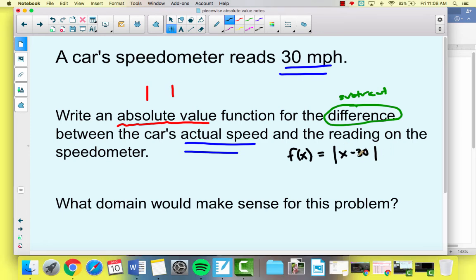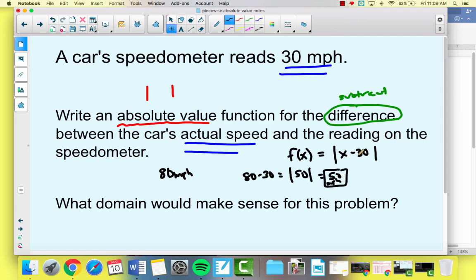So what this is saying is that I could find the actual speed. Maybe they were able to measure it using some machine and they were able to tell the speed of the car, and then I could subtract 30, and that's going to be the actual difference between the speed and the speedometer's reading. Okay, so because maybe the speedometer is broken or it's inaccurate. All right, so for example, I could measure that the car's speed was actually going 80 miles an hour. Well, what's the difference between its actual speed and the speedometer? Well, 80 minus 30 is 50, and the absolute value of 50 is 50. So the difference between the two speeds is 50 miles per hour.